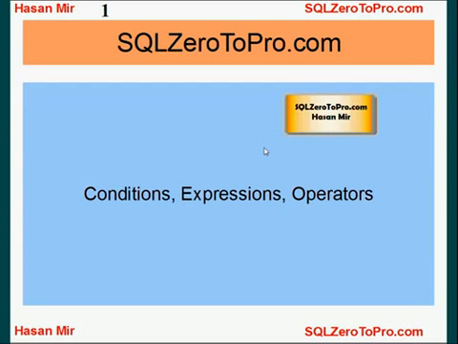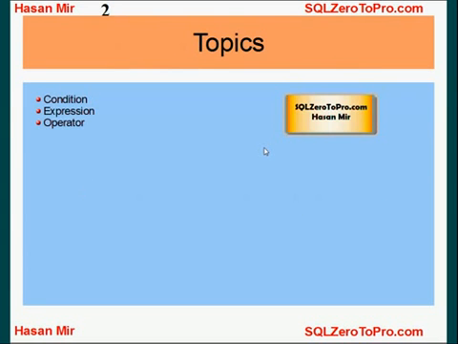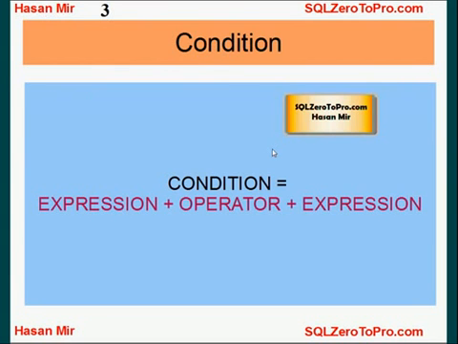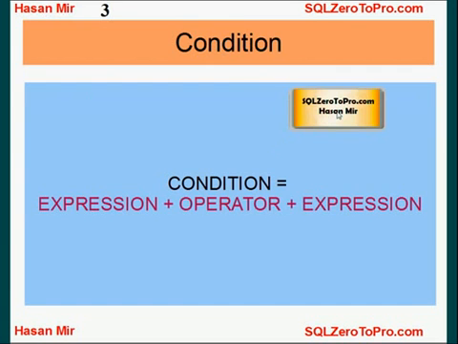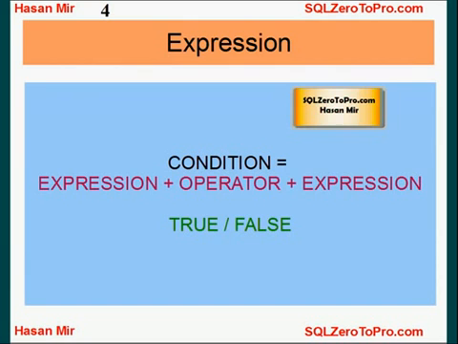So you need to understand what a condition is. Topics include condition, expression, and operator. A condition consists of expressions joined together by operators. You apply one operator between two expressions, and it basically results in either true or false. All the expressions and operators together are called a condition.